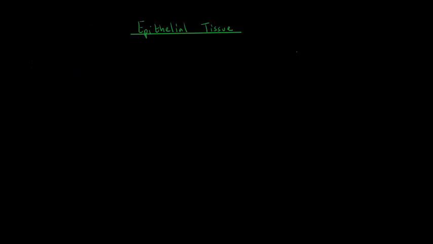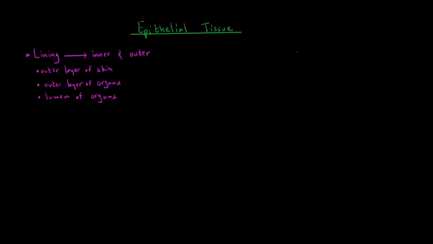So when you think about epithelial tissue, you can think about it as a lining, both an inner lining and an outer lining. For example, epithelial tissue makes up the outer layer of our skin, it makes up the outer layer of organs, it lines organs, so the lumen of organs will be lined with epithelial tissue, and it also lines the inside of the cavities of the organism.